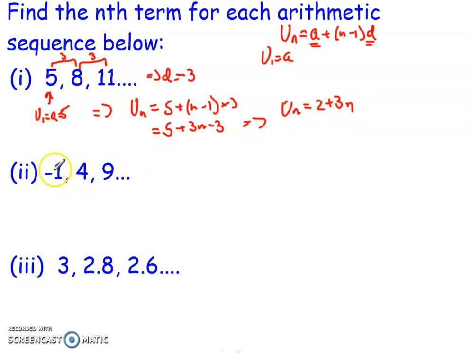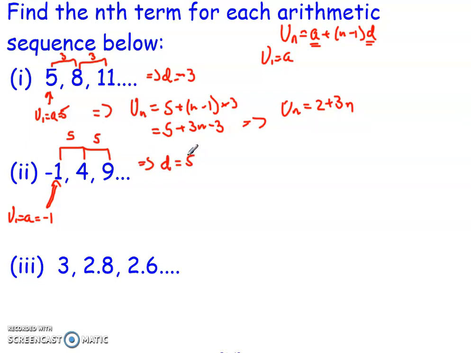Second sequence here, I've got negative 1, 4 and 9, and it's the exact same sort of format. My a is given by the first term, so my u1, which is a, in this case, is negative 1. Now, I've never said you can't have negative numbers for the a or the d, so we have to bear that in mind as well. So then to get the d, I look at the common difference. So in this one, I look at 4, take away negative 1, which gives me 5, and I look at 9, take away 4, which also gives me 5. So what I can then say is, therefore, my common difference, d, is equal to 5.